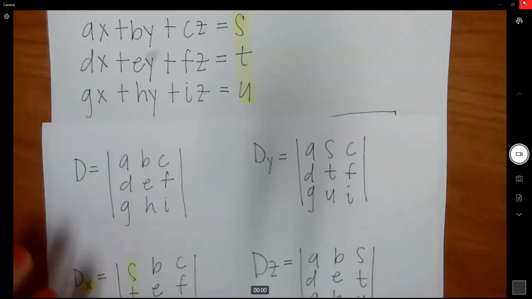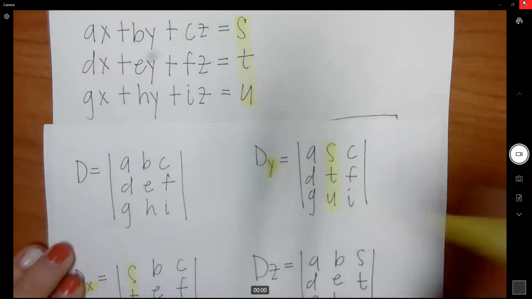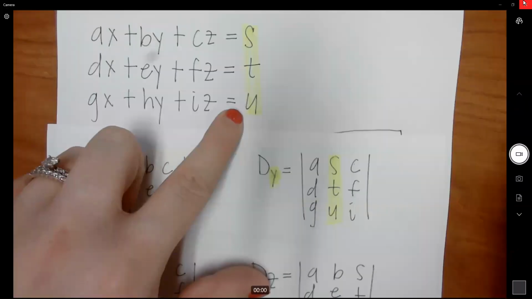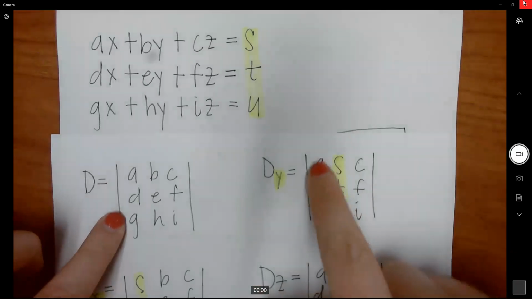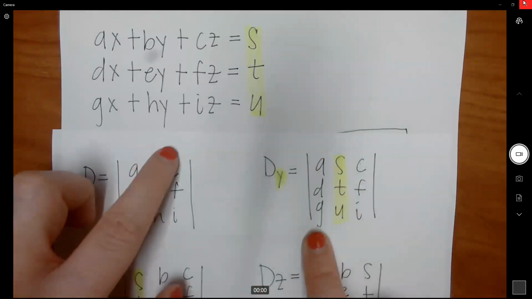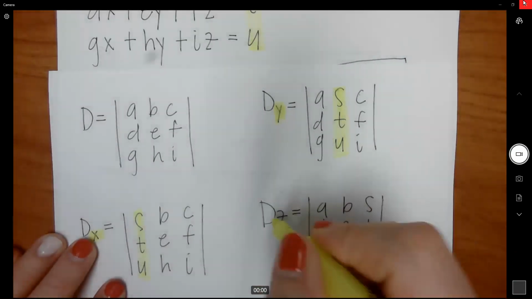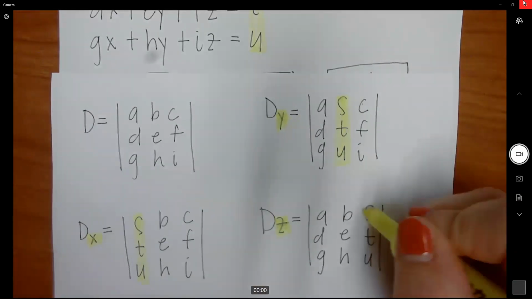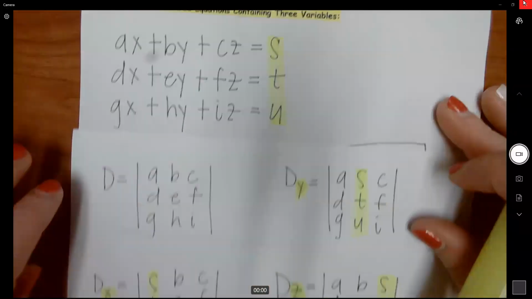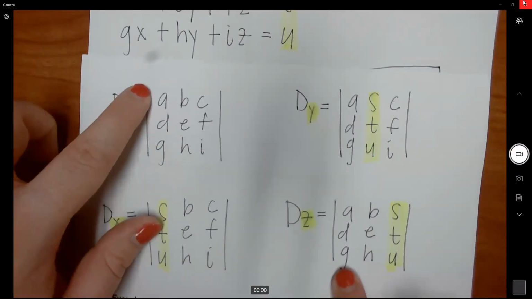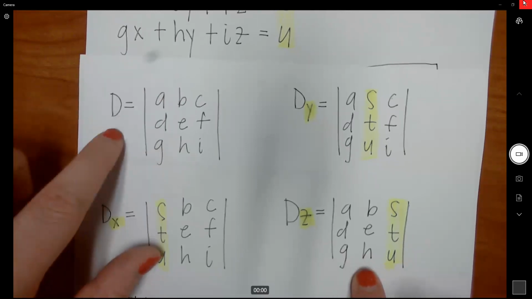For d sub y, now this is y, I'm taking my y column here and I am replacing my y with what this equation equals. But now my x column is the same as my d and my z column is the same as my d. And then lastly, for d sub z, you're going to take the z column and replace it with what this equation equals. But your x column is the same and your y column is the same from your d.